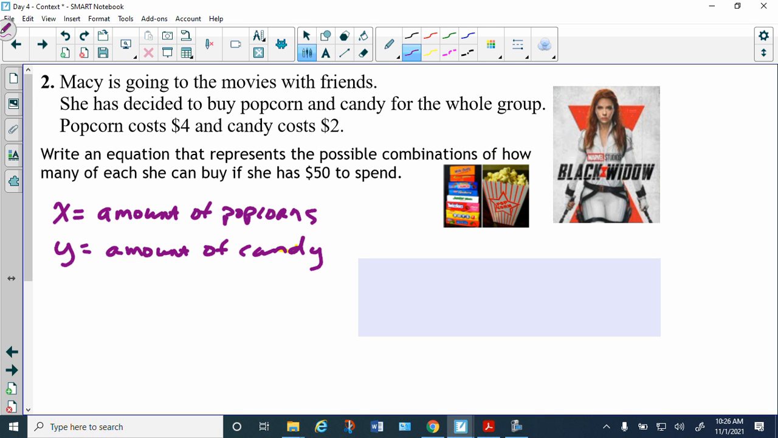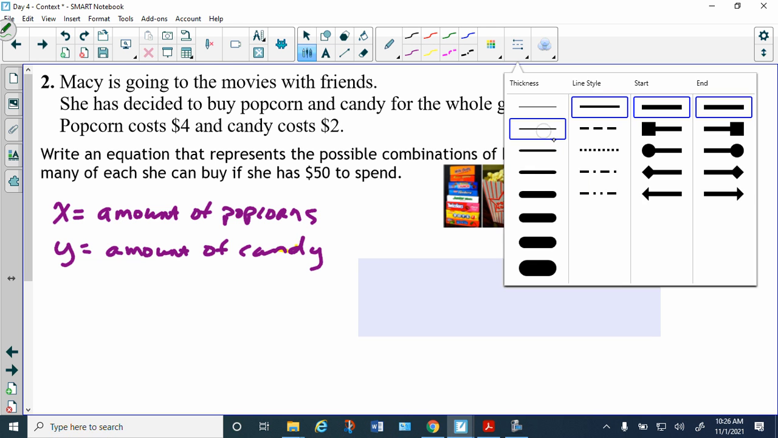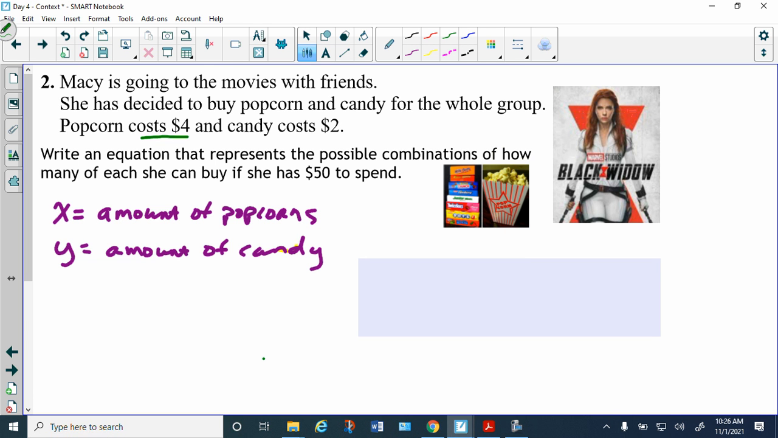But we do know that the popcorn costs $4. So if she only bought 1 popcorn, it'd be 4 times 1 is 4. If she bought 2 popcorns, it'd be 4 times 2 is 8. If she bought 3, 4 times 3 is 12. But we don't know how many she bought. X stands for the amount of popcorn that she buys, and each popcorn costs $4. So 4x represents the cost of the popcorn.